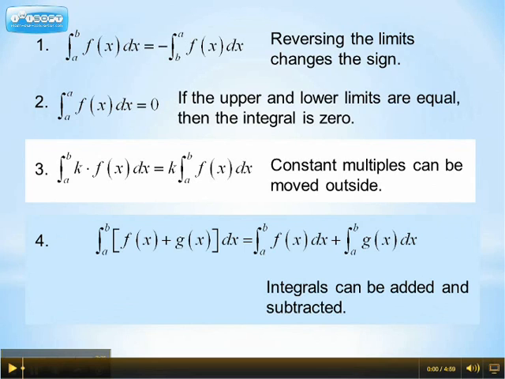Number 4, if you have two functions that are added or also subtracted together, you can split them up into their own integrals. So the integral from a to b of f of x plus g of x can be split up to be the integral from a to b of f of x plus the integral from a to b of g of x. They are allowed to be added and subtracted.